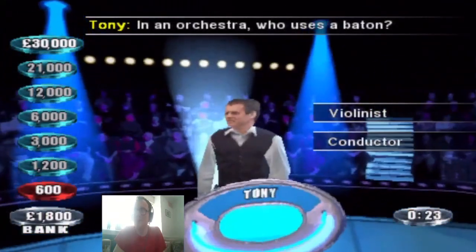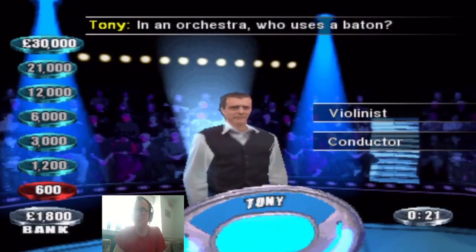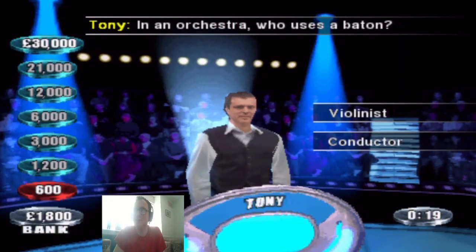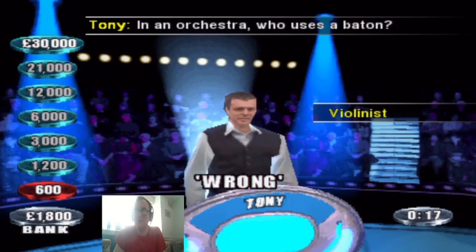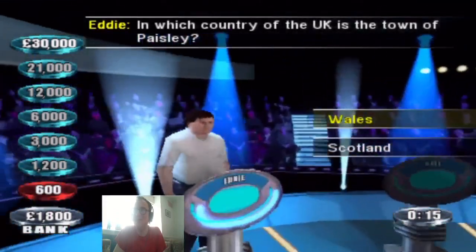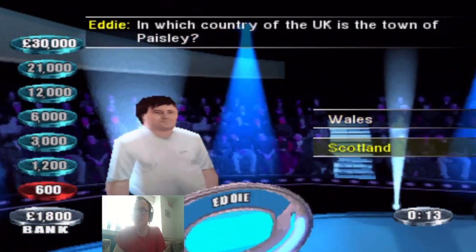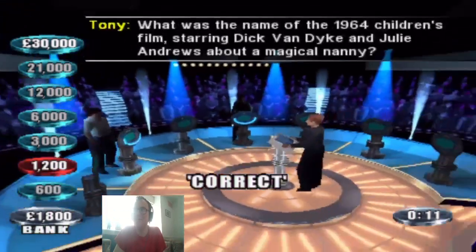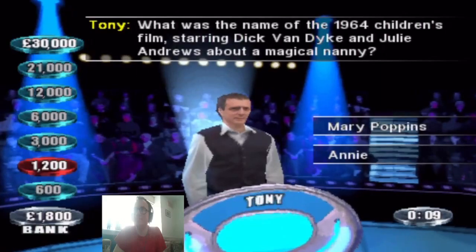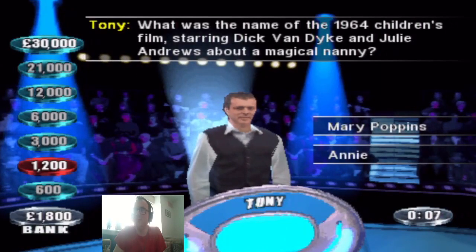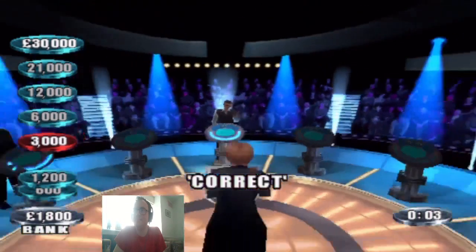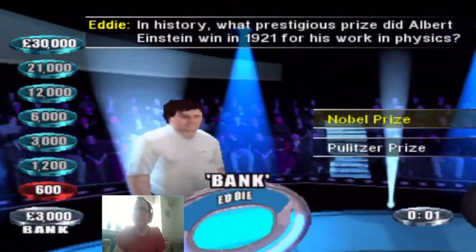Select which in an orchestra uses a baton. Stop looking at me, Tony, and focus on your question. It's a conductor. Got me there. I told you to focus, Tony. It's not a violinist. Which country of the UK is Paisley in? That's correct. Scotland, of course. Tony, in entertainment, which one of these is right? That's Mary Poppins, that one. Correct. Eddie, in history, select the right answer.